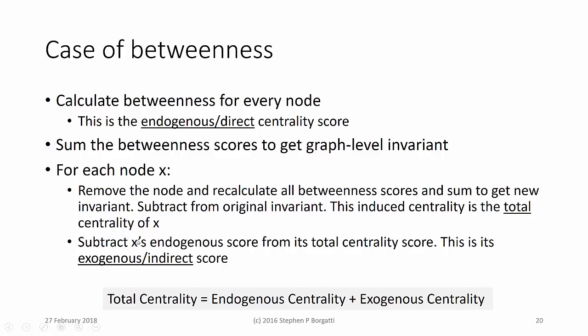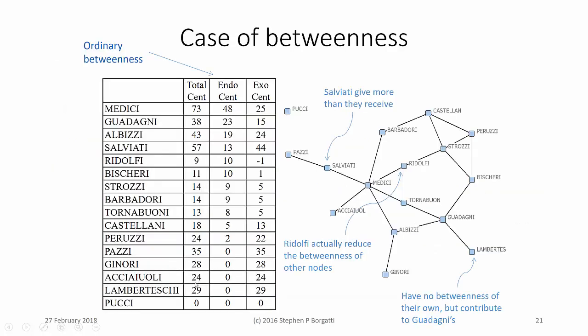Then we're going to subtract from that x's actual betweenness as calculated normally without any of this induced centrality stuff. So, for example, here is the Medici. Here is the Padgett marriage data. If you were to calculate betweenness, you would find that the Medici get a 48 in ordinary betweenness. Guadagni get a 23 here, right? Albizzi, 19. That's ordinary betweenness.